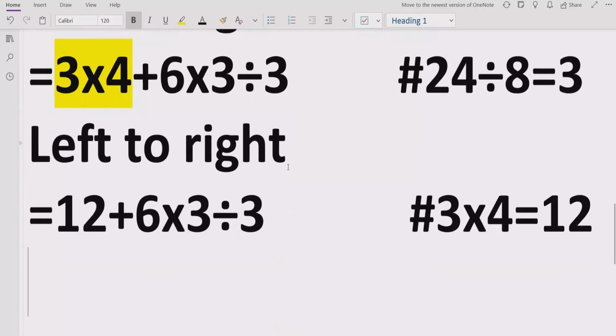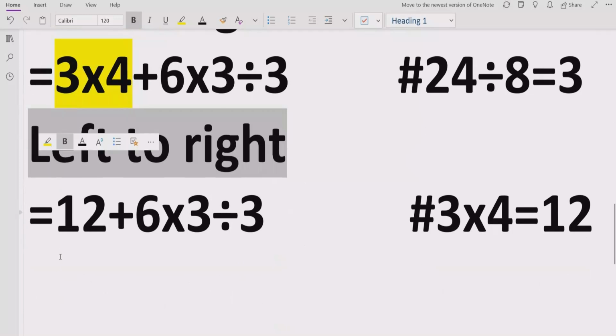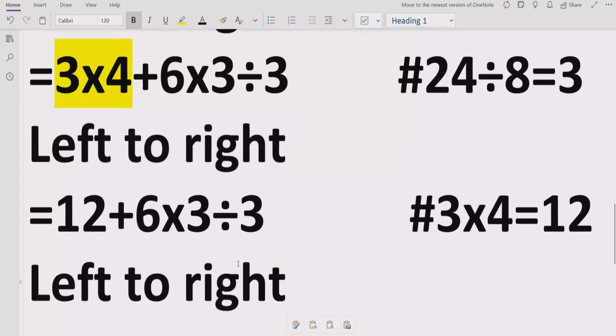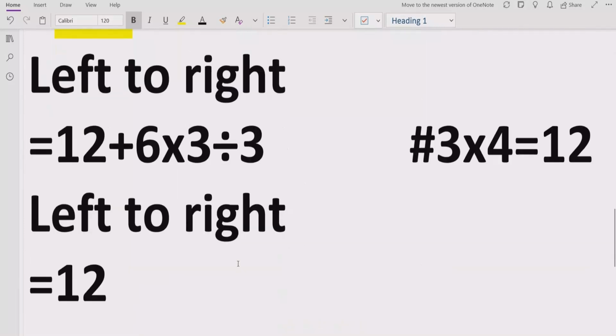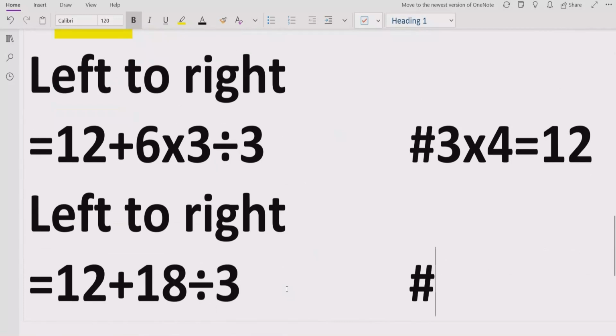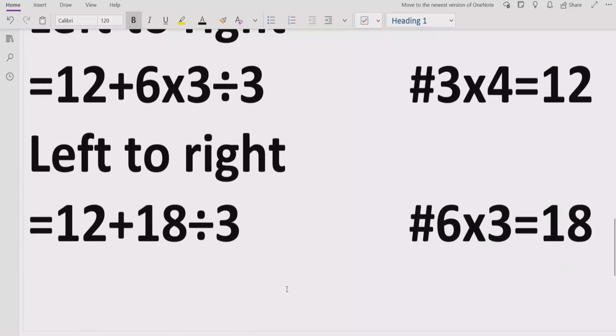Now move forward. We have to go again left to right and find out which is coming. So now we have 12 plus 6 multiplied by 3. We will write 18 and divided by 3. We have to write as it is. Here we have to give the reference 6 multiplied by 3 equals 18.